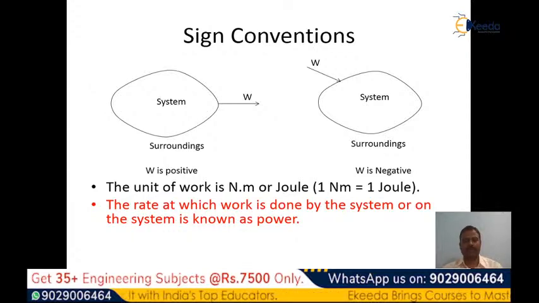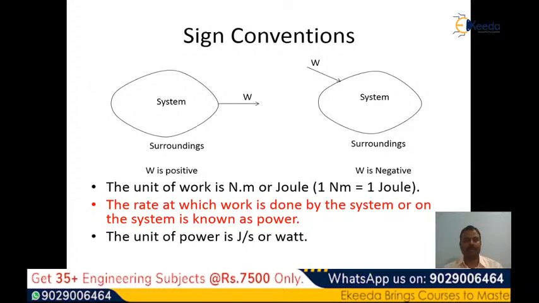The rate of doing work, either done by the system or on the system, is known as power. Power has the unit joule per second, that is, work per time. The unit for work is joule, the unit for time is seconds, so it is joules per second. If 1 joule of work is done in 1 second, then it is said to be 1 watt. Watt is another unit for power. It is more popularly used.